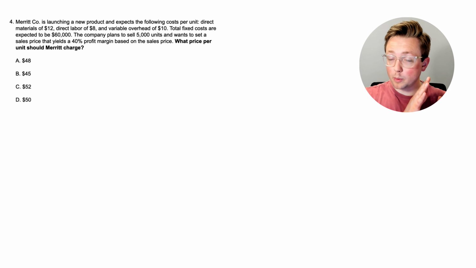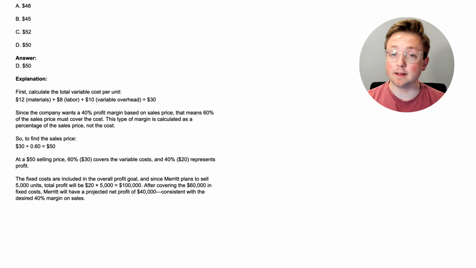Okay, so again, based on what we've learned so far, you probably could kind of figure your way out through this. It's a little bit different than what we've seen, but again, just try to think of how could we take these numbers and get a 40% profit margin? What price would we need to do that? So pause the video, think about this, and when you're ready, come back, we'll look at the answer together. All right, here we are. The answer is D, $50.